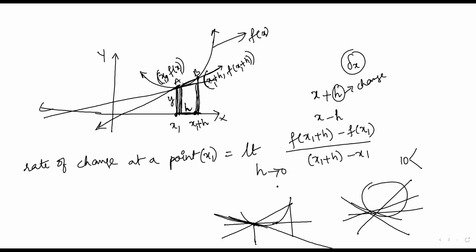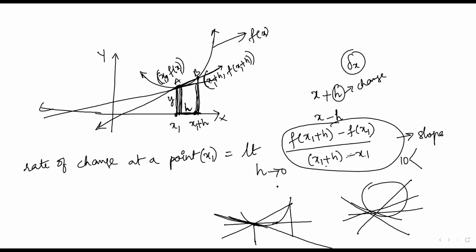A secant is a line that intersects a curve at two different points. A tangent touches it at only one point. So the rate of change is the tangent, and this is the slope. Yes or no? y2 minus y1 by x2 minus x1 is the slope.